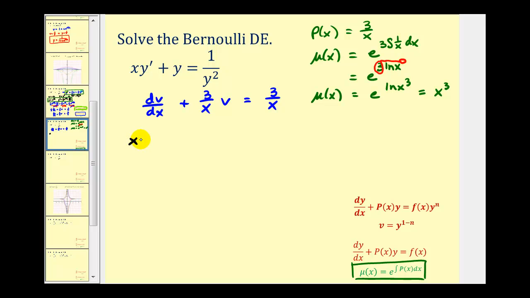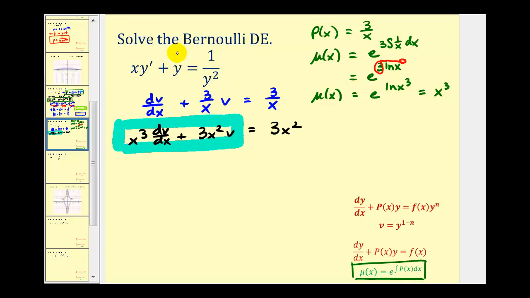So we'll have x cubed dv dx plus, multiplying by x cubed, this will simplify to 3x squared v. This will simplify to just 3x squared. Remember, when solving a linear first-order differential equation, the left side of this differential equation, this side here, is always equal to the derivative of the product of the integrating factor and y, or in this case, v. So this is equal to the derivative of our integrating factor x cubed times v.